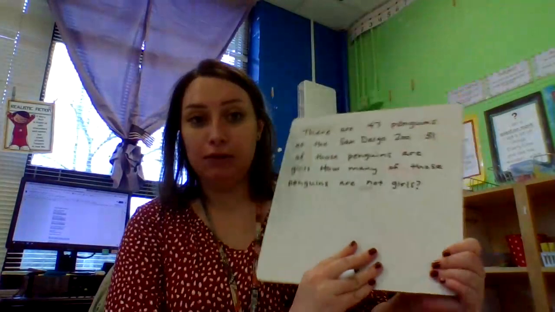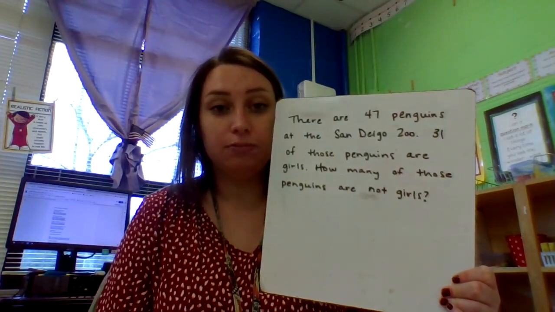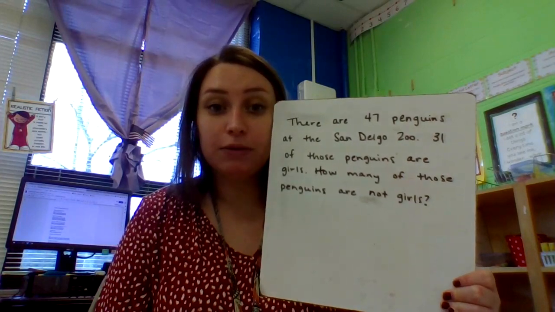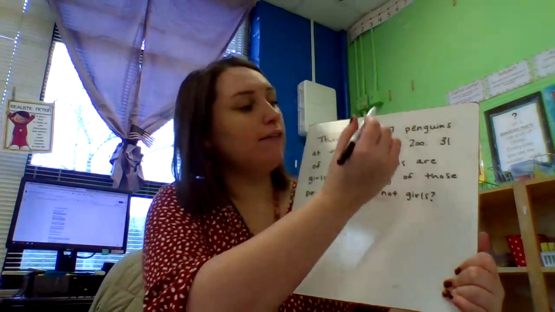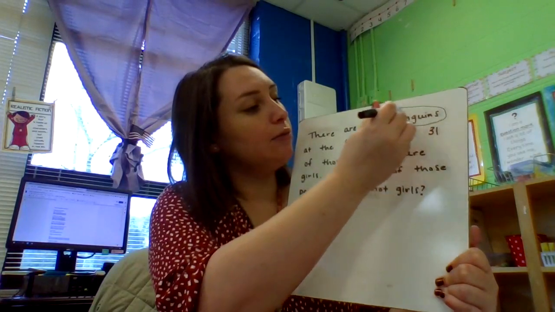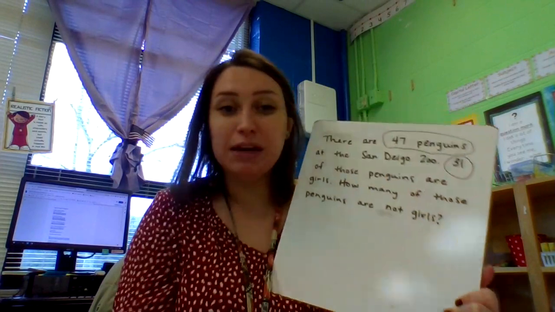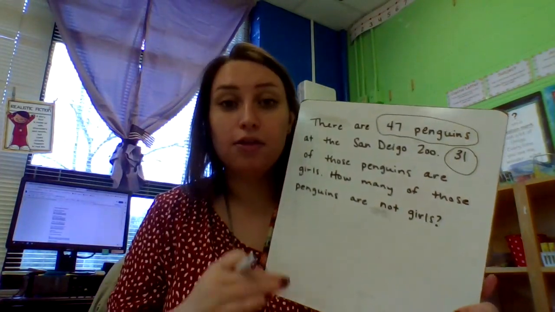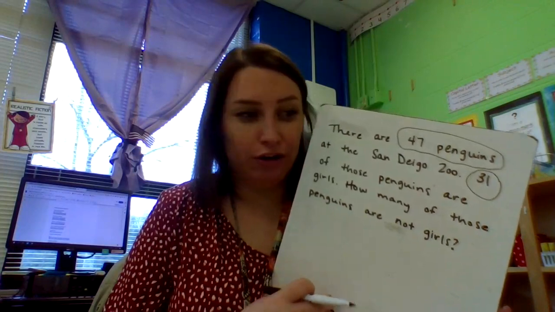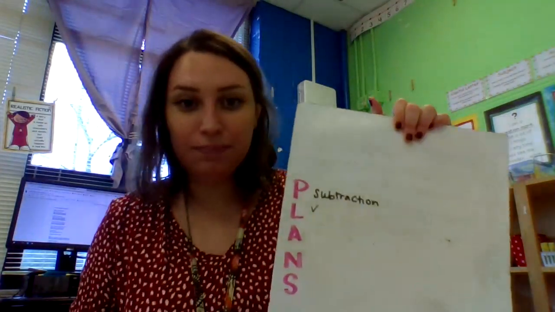Let's look back at our problem and let's label it so that we know which numbers to use and what is important information. Okay, there are 47 penguins at the San Diego Zoo. 31 of those penguins are girls. How many of those penguins are not girls? So 47 penguins is important to let us know how many we started with. 31 penguins is important to know because that's how many we know are girls. Then we just have to figure out how many are not girls. So we know that 47 and 31 are important. So I've labeled, so that's good. I'll put my check mark there.